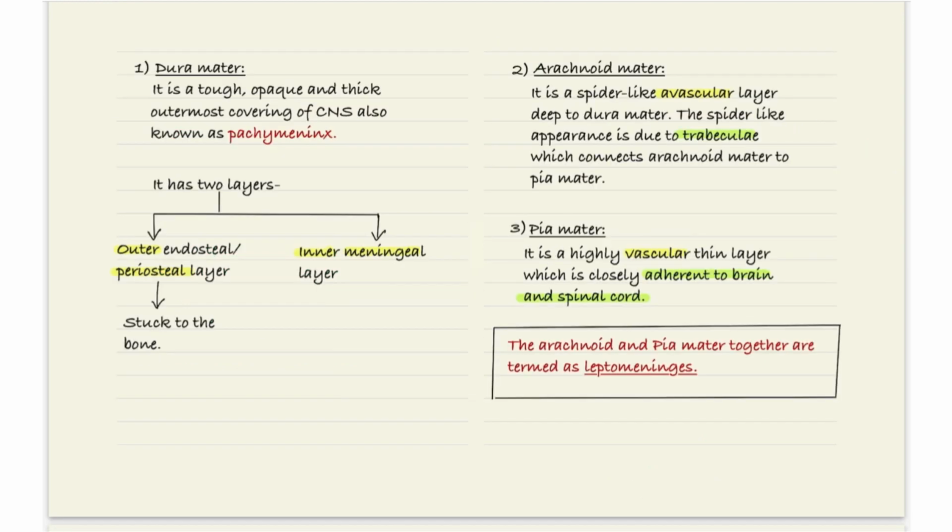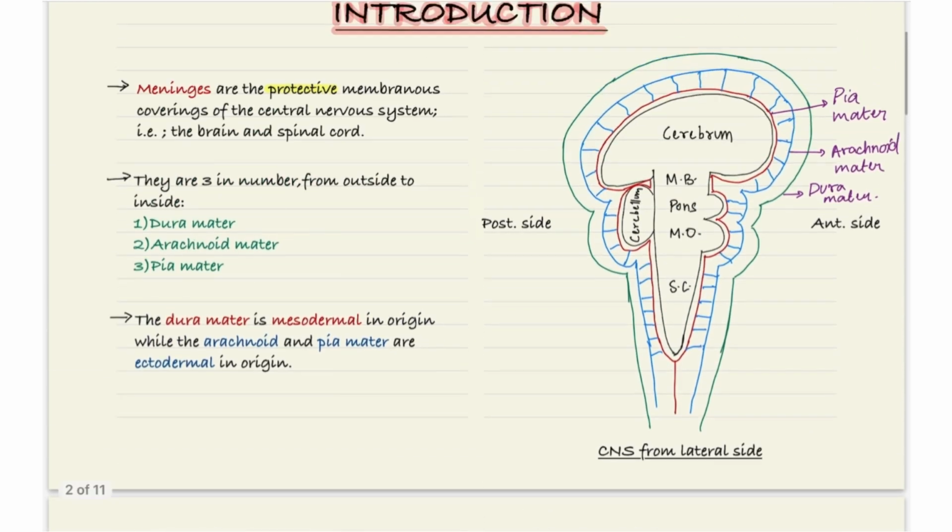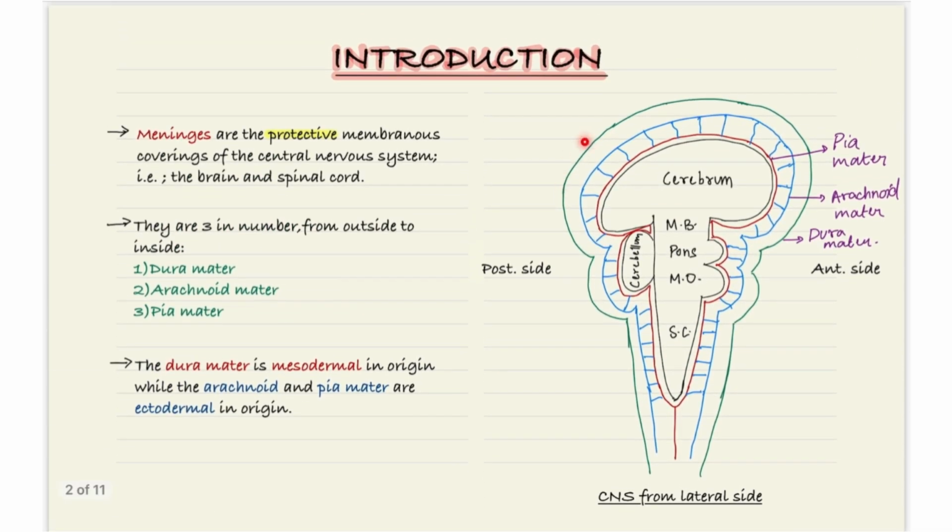Talking about the dura mater first, it is a tough, opaque and thick outermost covering of the central nervous system, which is also called as pachymeninx. It has two layers. The outer layer is known as endosteal or the periosteal and the inner layer is known as the meningeal layer. The outer layer is stuck to the bone. So in this diagram, this is the dura mater and outside this lies the skull, that is the bony part. So the outer layer of the dura mater is adherent to the bony part.